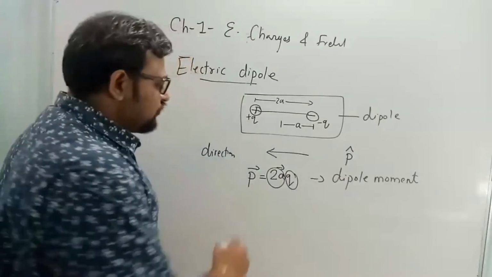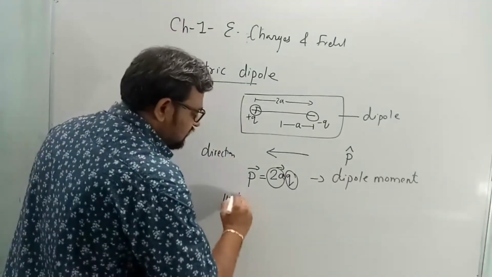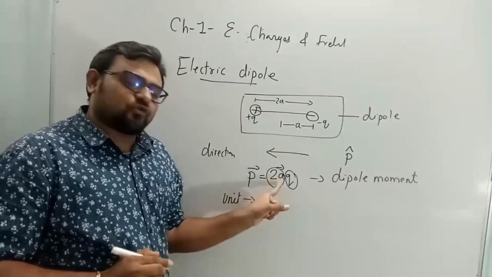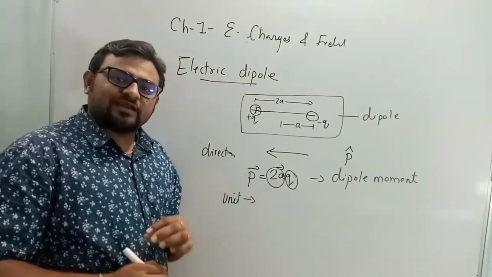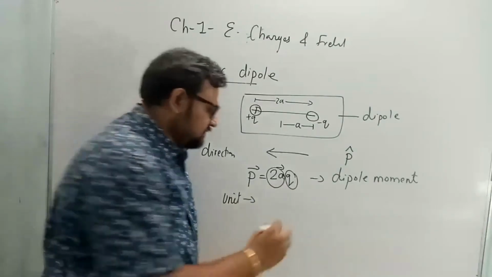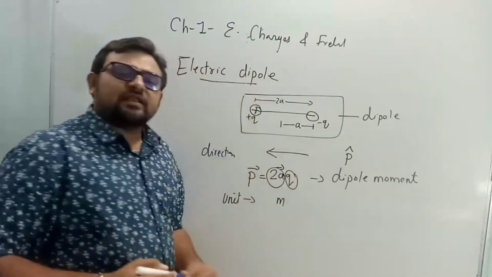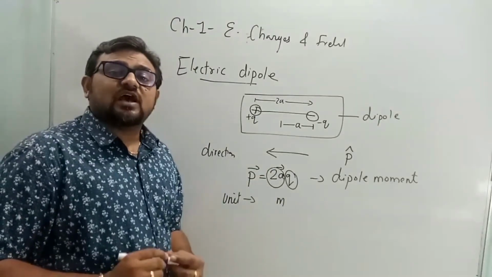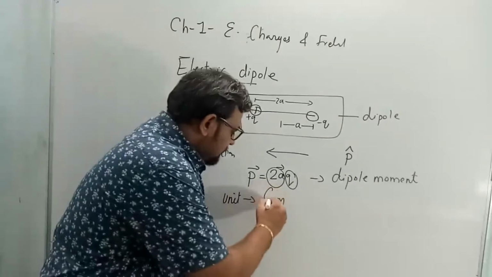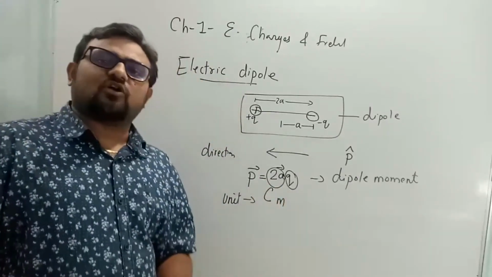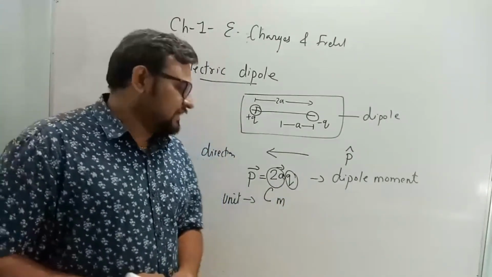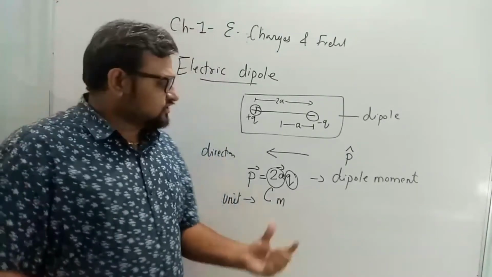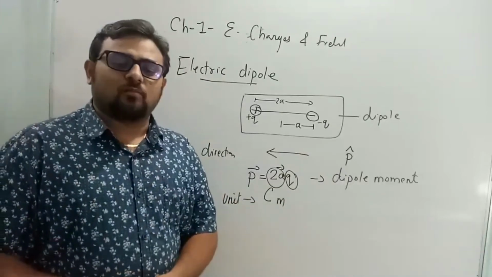If I want to talk about the unit of dipole moment, then see, what is the unit of 2a? Distance, so meter. And q, what is the unit of q? q is the charge, so its unit is coulomb. So the unit of this dipole moment is coulomb meter.